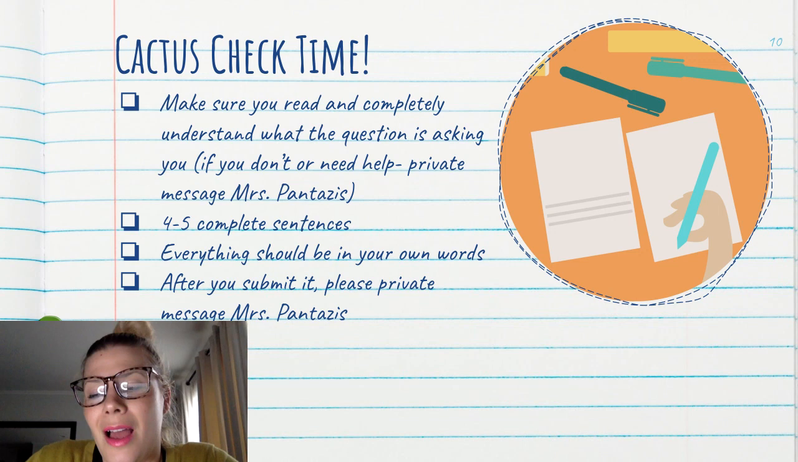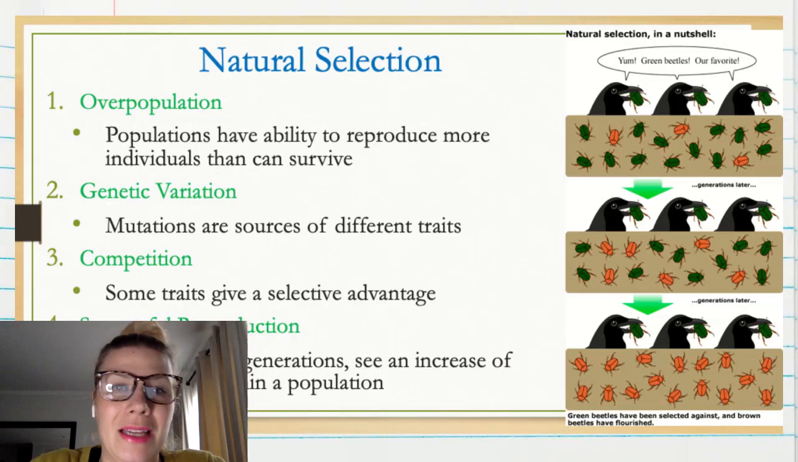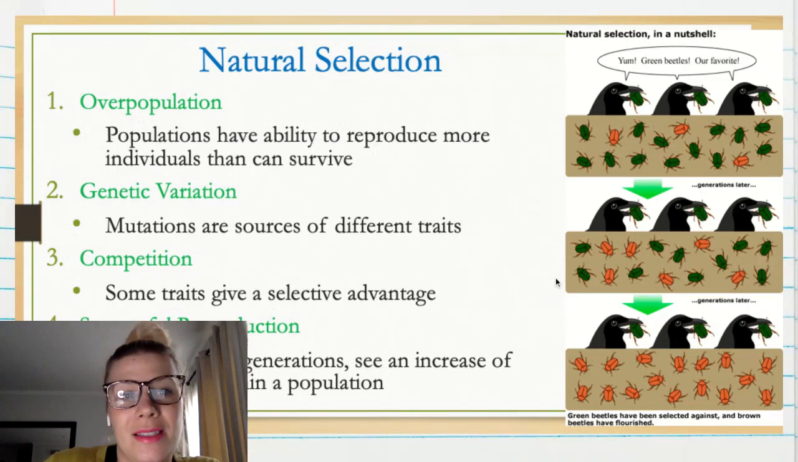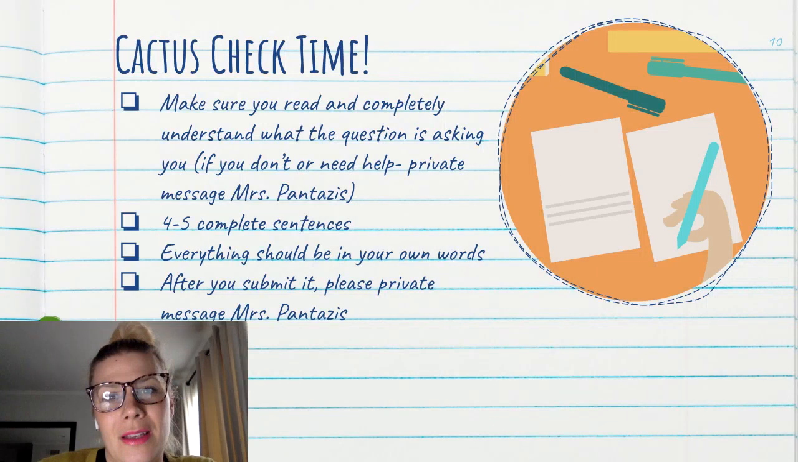All right, you're going to take your cactus check at this time. I'm hoping that this video gave you a run-through and showed you the four things that are really important in making sure that evolution takes place, and how natural selection occurs with those four things. Okay, and feel free to message me if you have any questions.